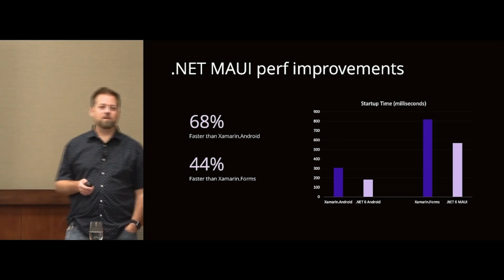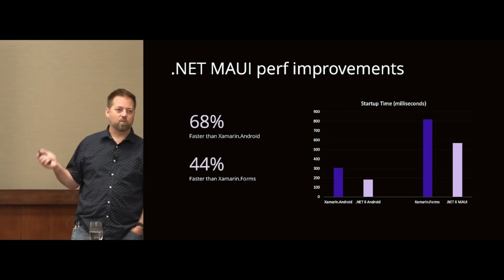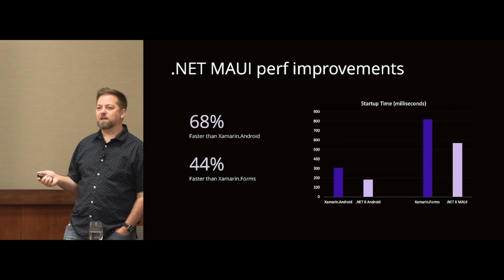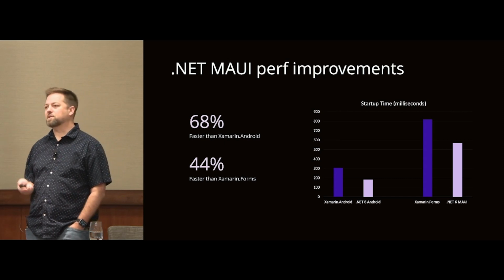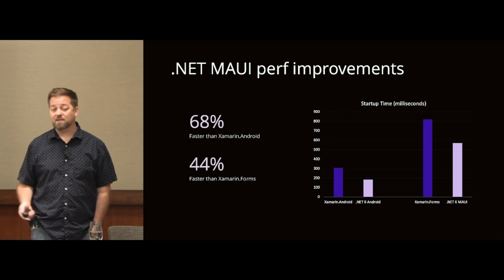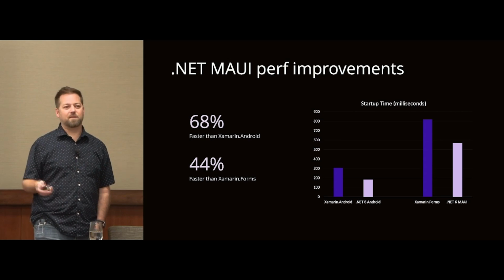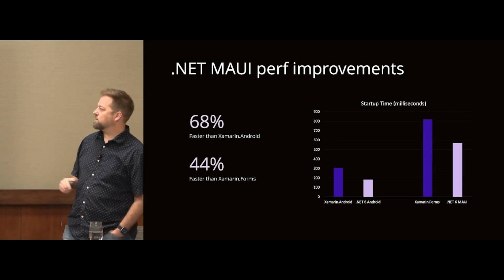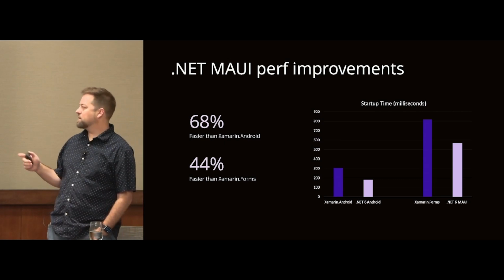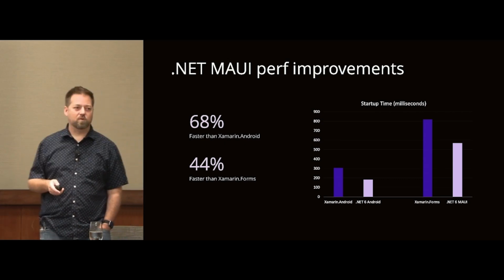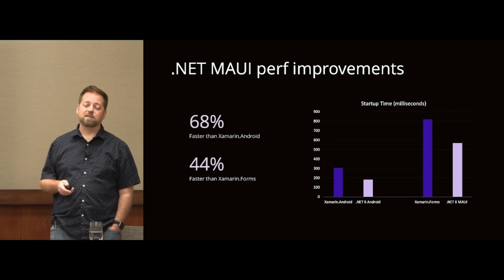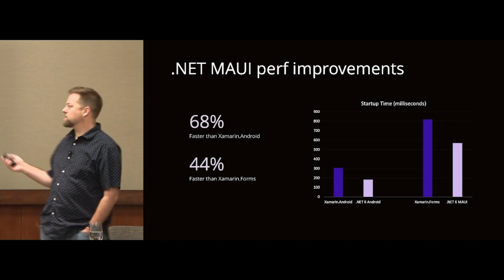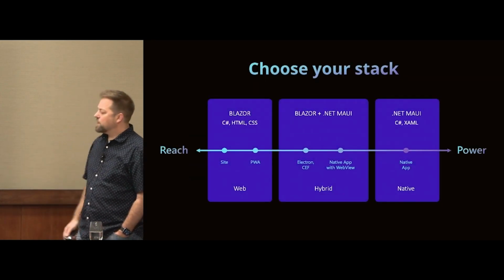But we do know that it is important enough that we've focused on it in this iteration. And by moving our stuff to .NET and being able to benefit on the performance of .NET and the runtime and the same base class library and all these things that I'm mentioning, we've been able to achieve some wonderful improvements. So 68% faster than Android Xamarin, 44% faster than Xamarin Forms, and our numbers for .NET 7 look in line with this. So we're moving in the right direction. That's very nice.